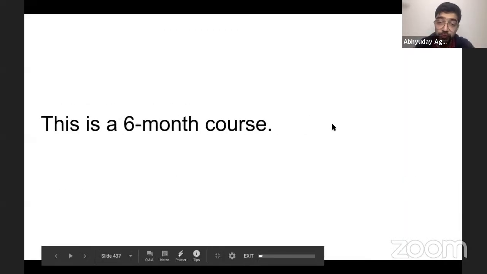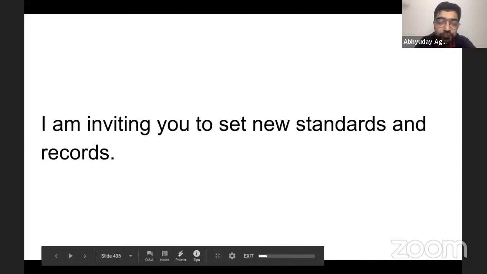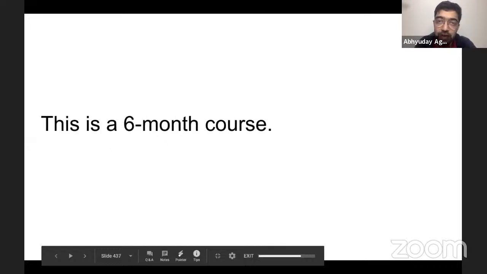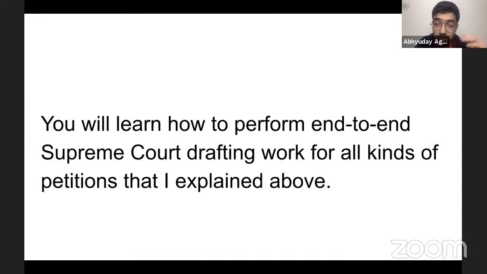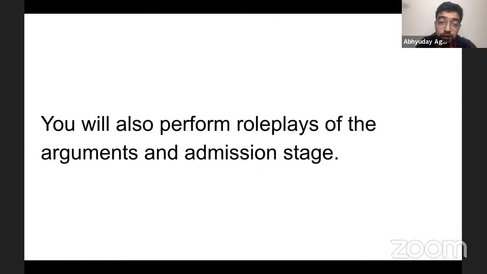Now this is a 6-month course. I know that I don't have 50 people who've done this and have been successful at Supreme Court. That's going to happen over time, right? But we have people who've done civil, criminal, NCLT litigation and who have been benefiting. We have interns who have benefited by interning under AORs, advocates on record. Now you will learn how to perform end-to-end drafting work, role plays of arguments and admission stage. How does this happen?